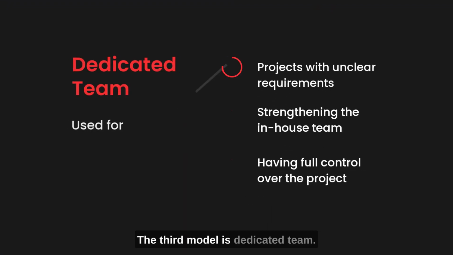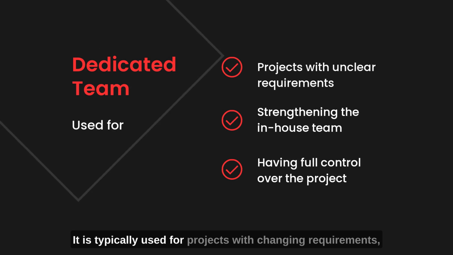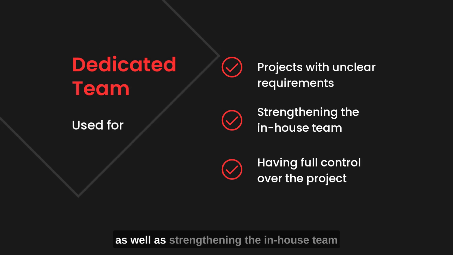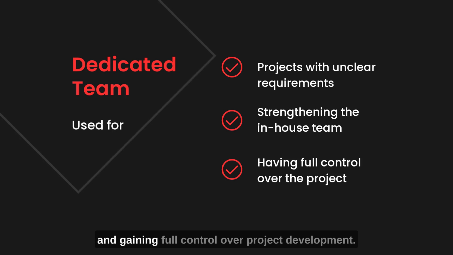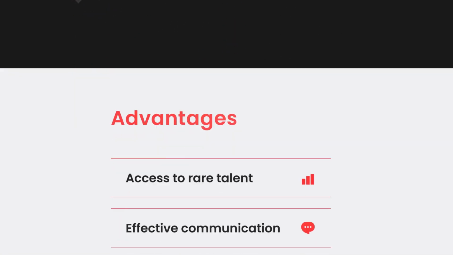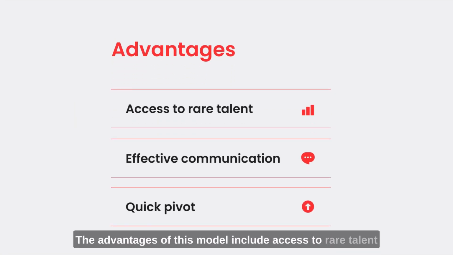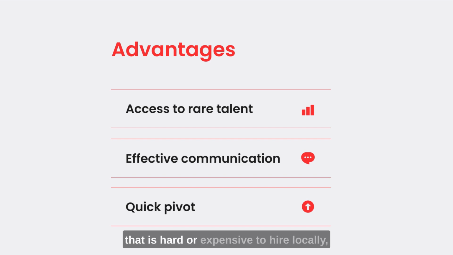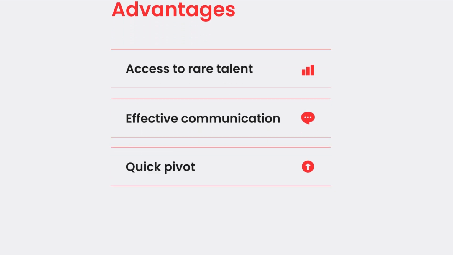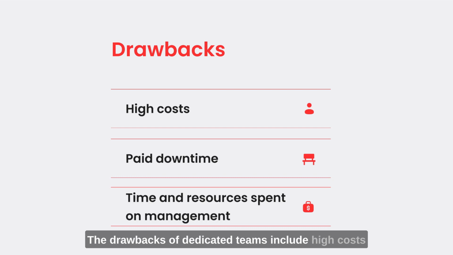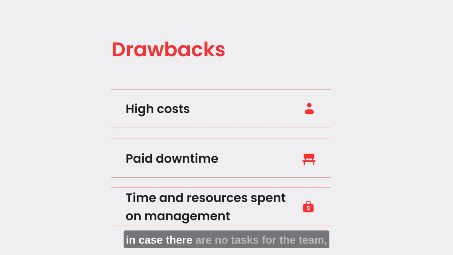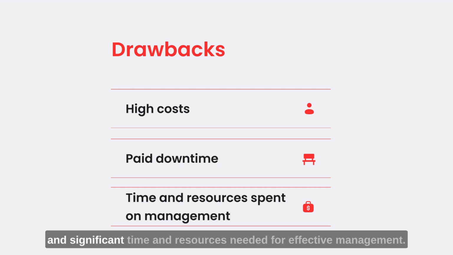The third model is dedicated team. It is typically used for projects with changing requirements, as well as strengthening the in-house team and gaining full control over project development. The advantages of this model include access to rare talent that is hard or expensive to hire locally, effective communication with the team, and the ability to quickly pivot the project. The drawbacks of dedicated teams include high costs compared to other models, the need to pay for the downtime in case there are no tasks for the team, and significant time and resources needed for effective management.